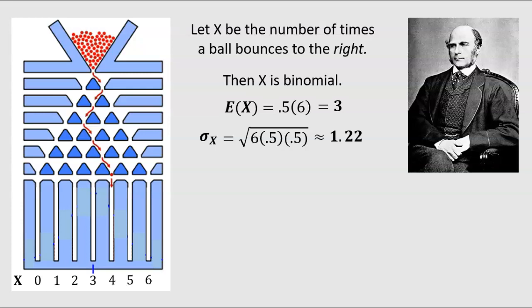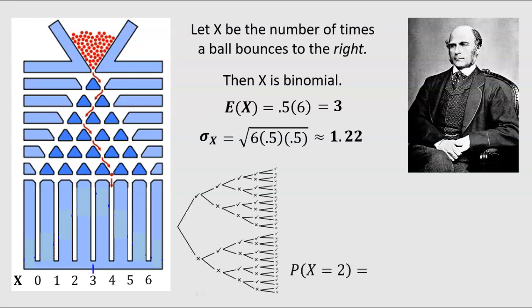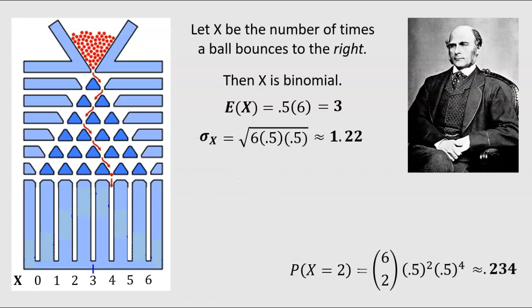If we wanted to know, say, the probability that x is 2, we'd think of a huge tree, recognize that any path through it leading to 2 successes would entail 2 ups, each contributing a factor of 0.5, and 4 downs, same story, so the probability of going down any such path must be 0.5 squared times 0.5 to the 4th. The number of such paths is 6 choose 2, and so the probability that x is 2 is about 0.234. We could, of course, do this for each value of x, and complete x's probability distribution, which turns out to look like this.